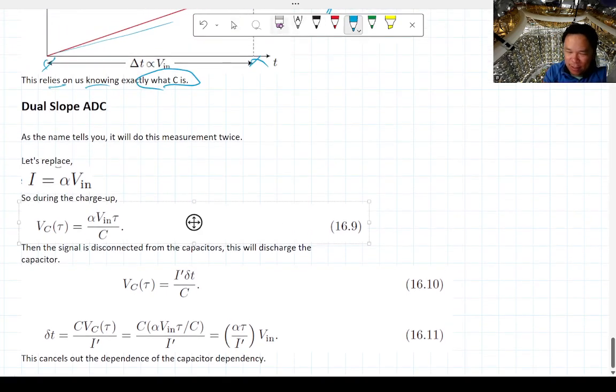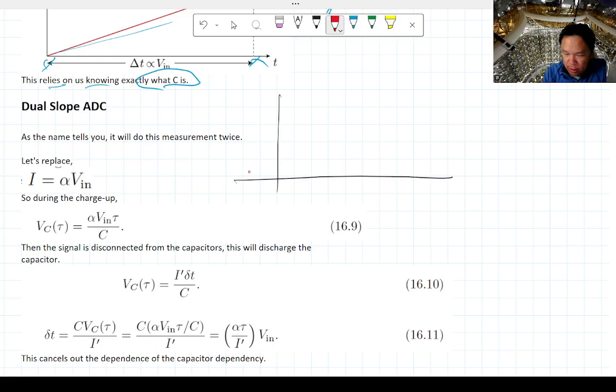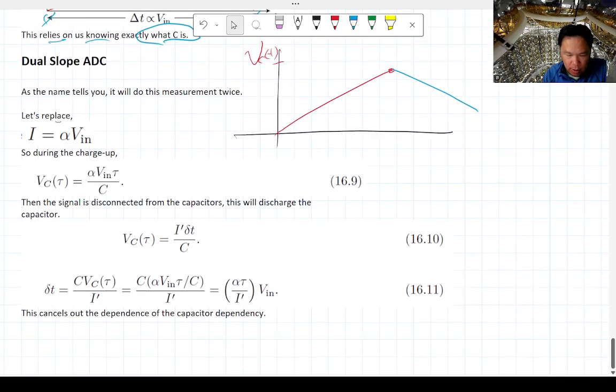I think the book would have been nice if they put that in. So you have this model where you're charging up the capacitor to whatever VC as a function of time is, and then you discharge it. And this discharge is modeled so that it's similar to what the charge rate is.